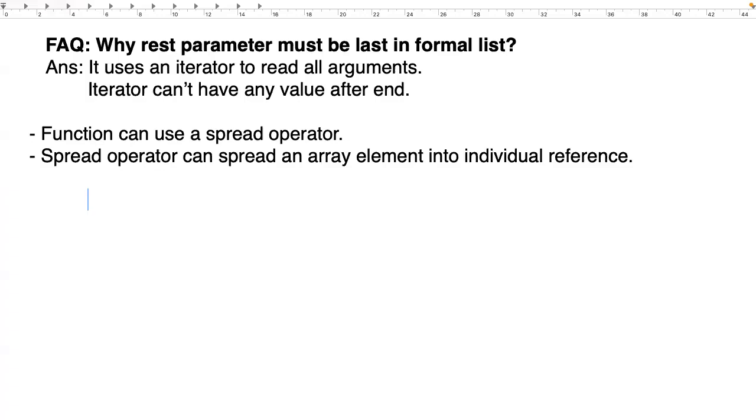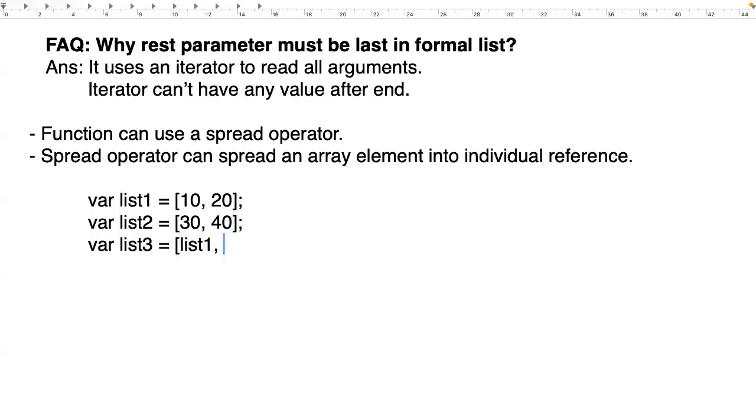I will show you what I explained in the array first. So list 1 is 10, 20. List 2 is 30, 40, like this. Now list 3 is list 1 and list 2. This makes how many elements? 2 elements. So how many elements in list 3? 2 elements in list 3.